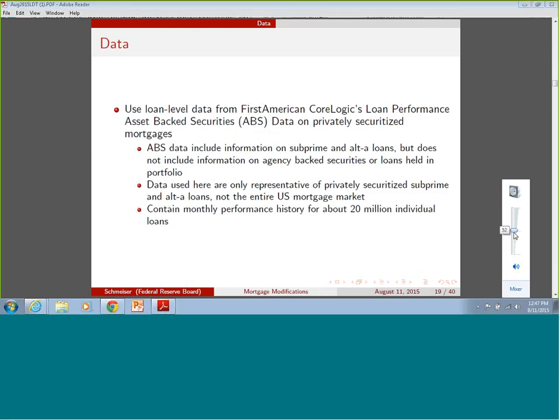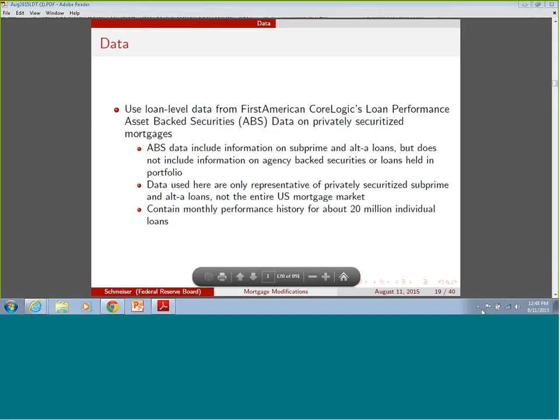Okay, so we have both detailed static and dynamic information on these loans, information from origination in the static file, including property location, origination date, borrower's FICO score, and so on. Moving to dynamic data, which is updated monthly, we have information on current interest rate, mortgage payment, balance, and the loan performance status.